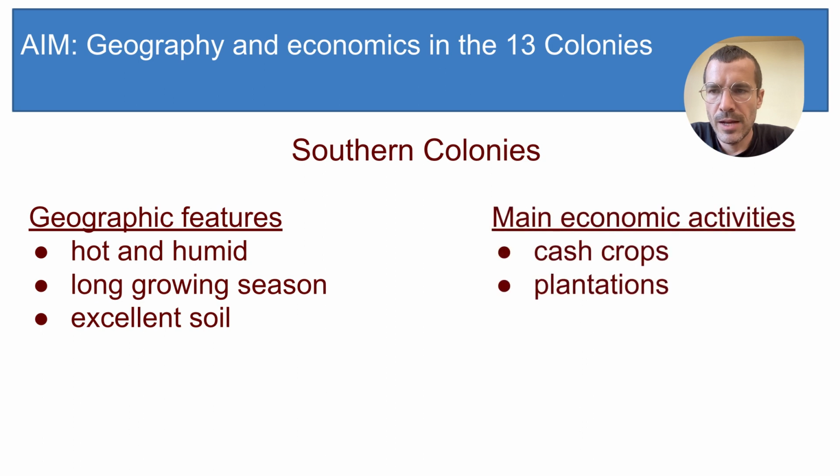And the main economic activity in the South was growing special crops called cash crops that could be sold for a lot of money. Cash crops were often grown on large commercial farms called plantations, usually worked by slaves taken from West Africa. You will learn more about cash crops and plantations and slavery in the next lesson. So, the South had lots of plantations where cash crops were grown.